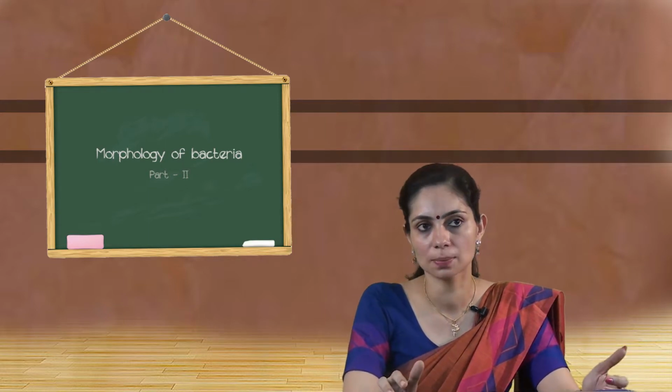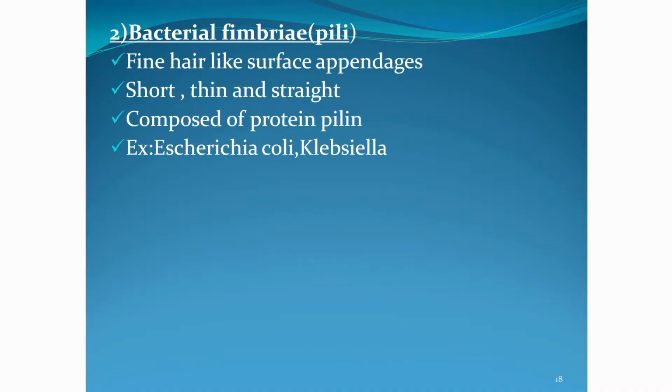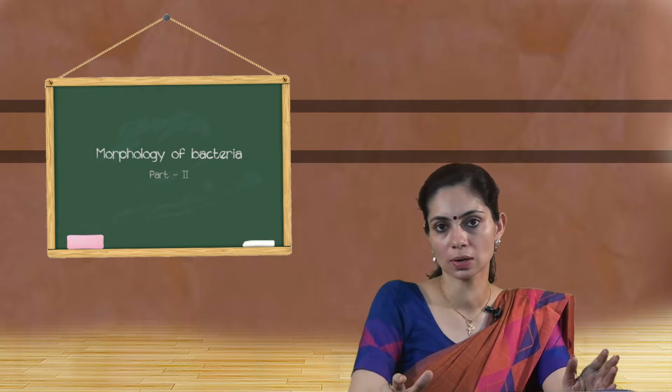Next, bacterial appendages present in few of the bacteria, not in all the bacteria. That is Bacterial Fimbriae, otherwise known as pili. It's a fine hair-like structure or surface appendage which is short, thin and straight. It is composed of a protein called pilin. There are few bacteria which possess Bacterial Fimbriae, for example Escherichia coli and Klebsiella.